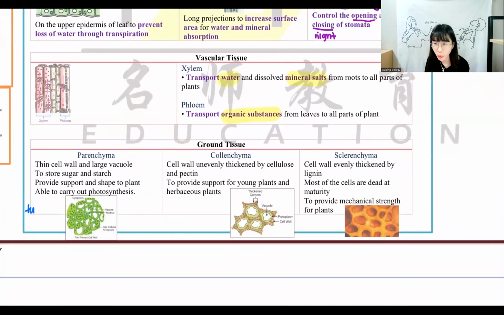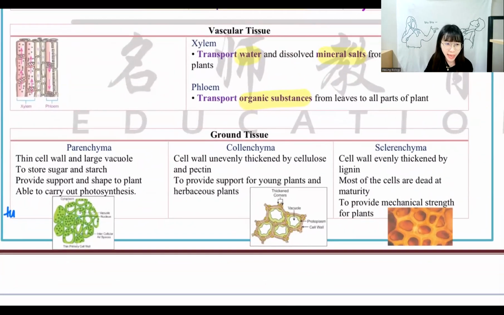Last one, ground tissue. Every ground tissue here ends with chyma, guys. In Mandarin, chyma is the godmother. But this is not godmother, guys. This chyma and the godmother have a similarity where all of them provide support. As you can see, we have support.